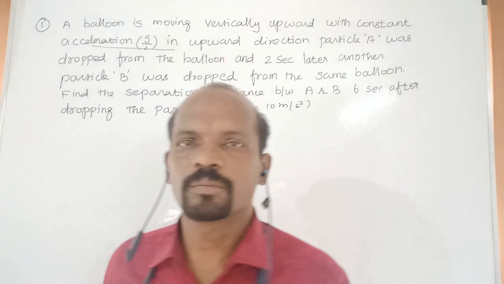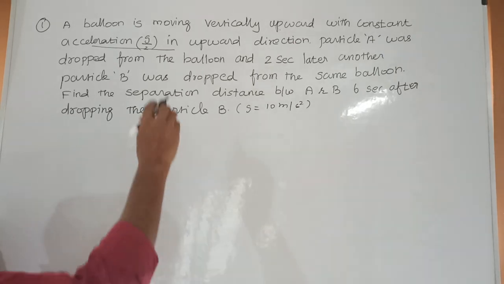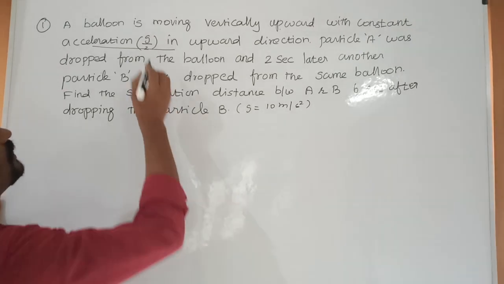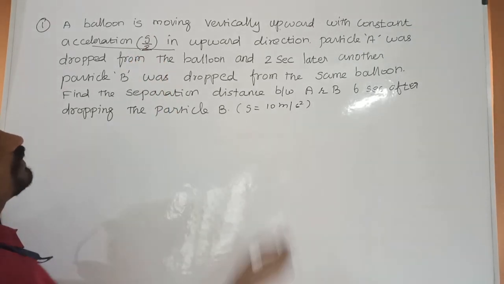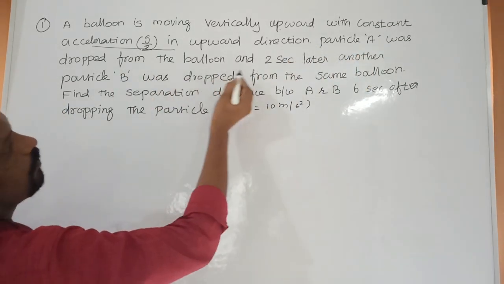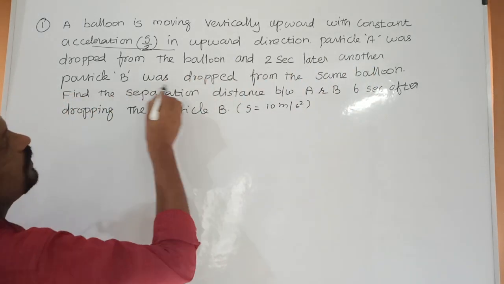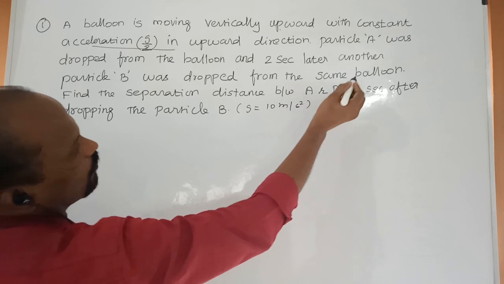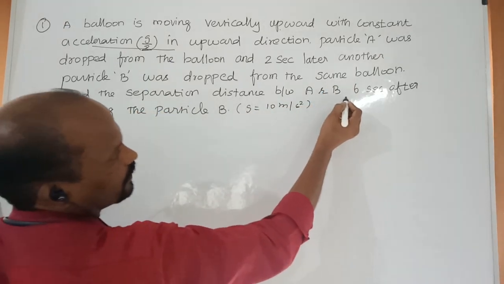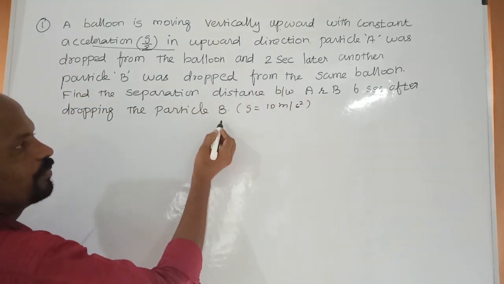Now I am going to discuss question number 1. Here, a balloon is moving vertically upward with constant acceleration g/2 in the upward direction. Particle A was dropped from the balloon and 2 seconds later another particle B was dropped from the same balloon. Find the separation distance between A and B 6 seconds after dropping particle B.